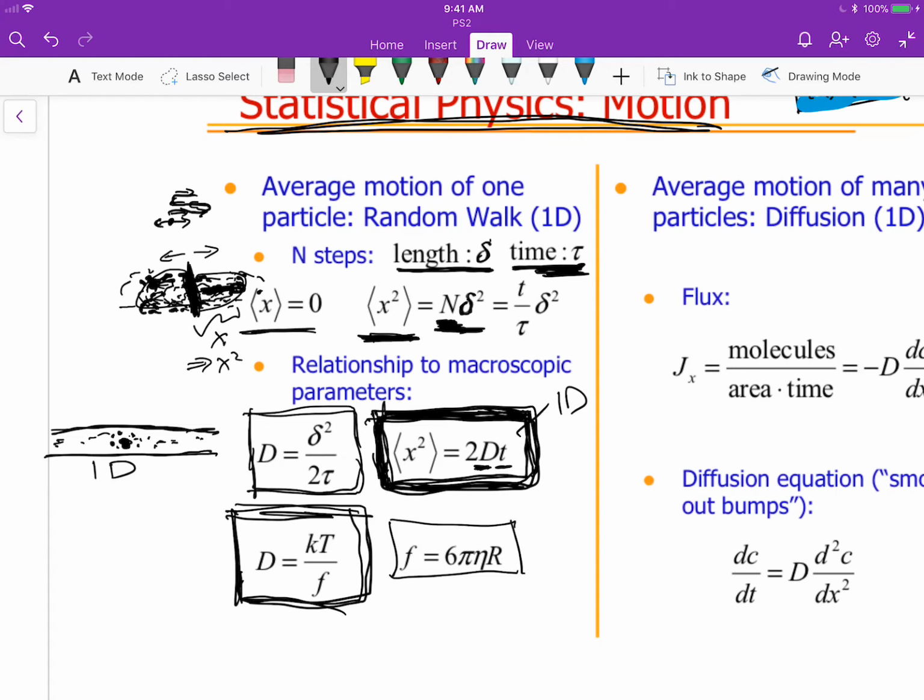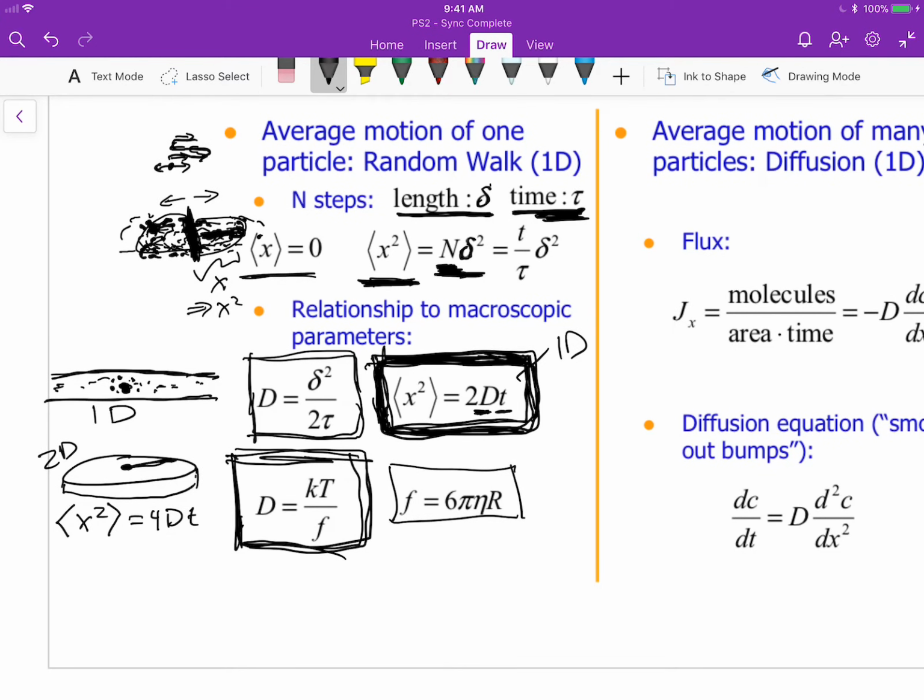If we have some little pancake-like thing, and we want to know how long it takes to get something to the edge of this pancake, a distance r away, then we use x squared is equal to 4Dt, because this one is two-dimensional.